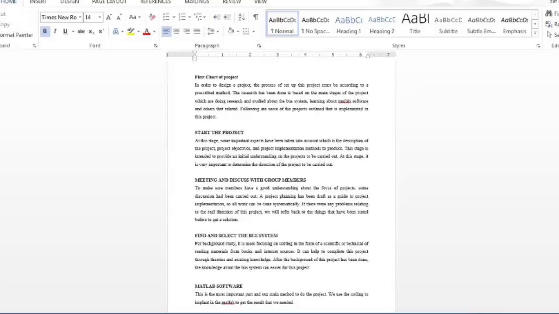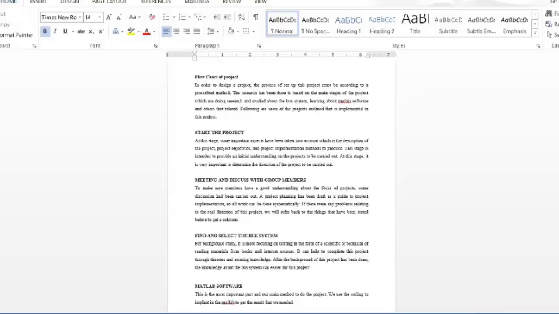Okay, we move to the meeting and discuss with other group members. To make sure members have a good understanding about the focus of the project, some discussion has been carried out. A project plan has been drafted as a guide to project implementation, so all work can be done systematically. If there are any problems relating to the real direction of this project, we will refer back to the things that have been started before to get a solution. Moreover, we find and select the bus system.